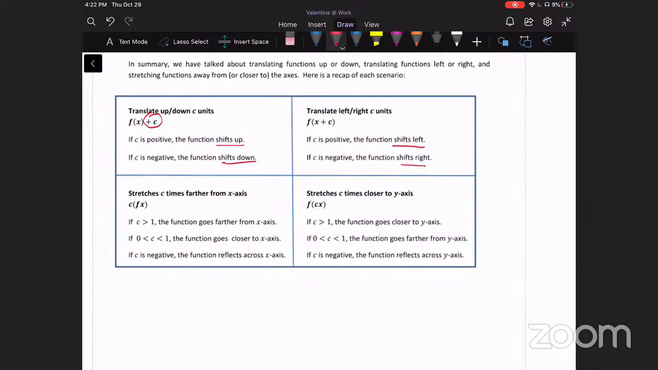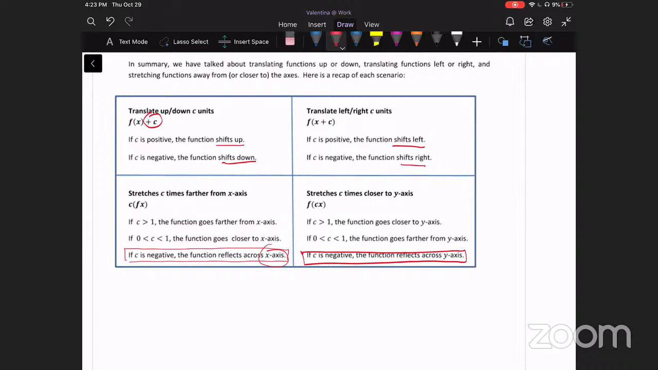So that's the second type we looked at. And then if you multiply the output, you're going to go further away from the x-axis if c is greater than 1. If it's between 0 and 1, then the function goes closer to the x-axis. And if it's negative, the function reflects across the x-axis. So when you multiply by a negative, that's when you have that reflection that you were asking about. If you multiply your whole function by a negative value, that's when you reflect across the x-axis. And if you just multiply your x value by a negative, that's when you're reflecting across the y-axis. And I think I have examples on this, so we can look at this better.